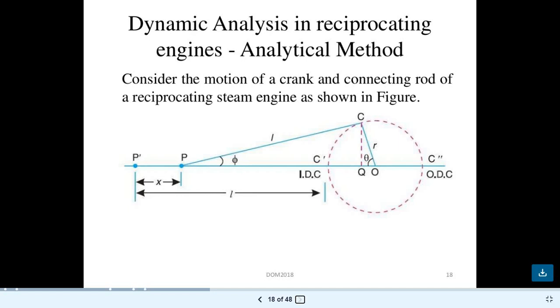The length of the connecting rod PC is indicated by l. At the original position, it will be positioned at P'C'. What will happen? The crank rotates theta degrees from the horizontal. So C' moves to C. The reciprocating movement will be taken as P' to P. So it moves a distance x in the original direction.